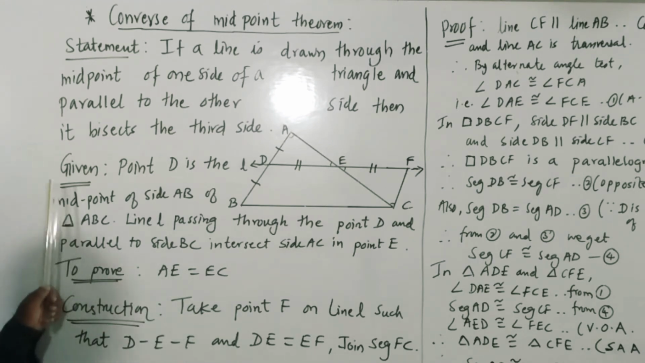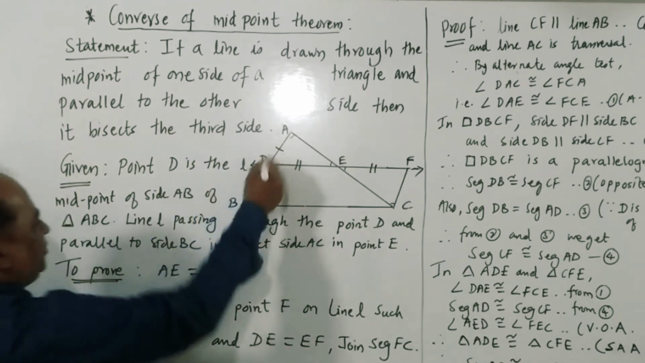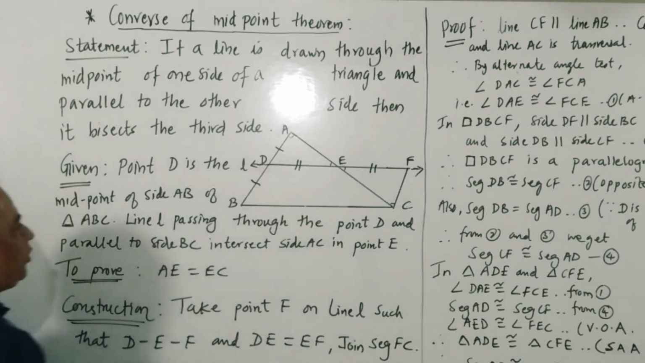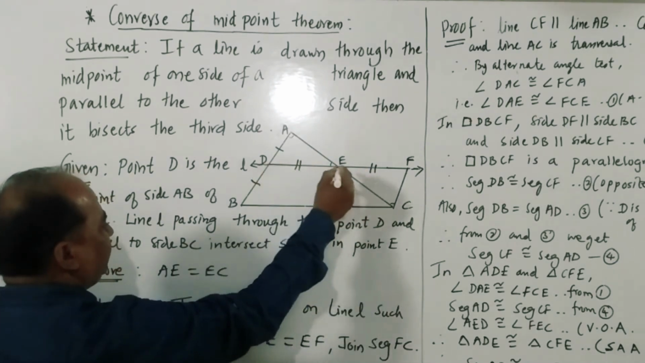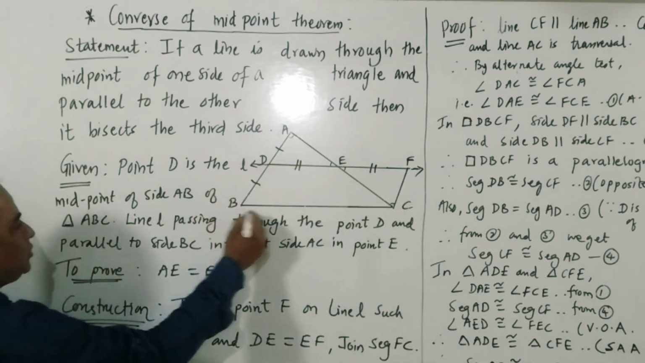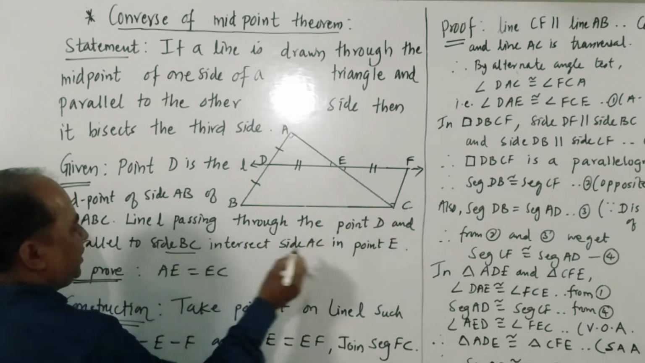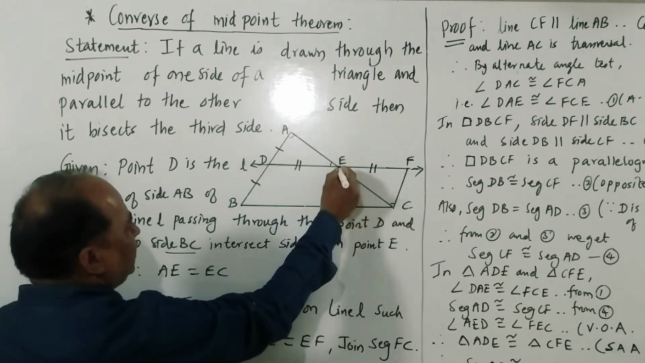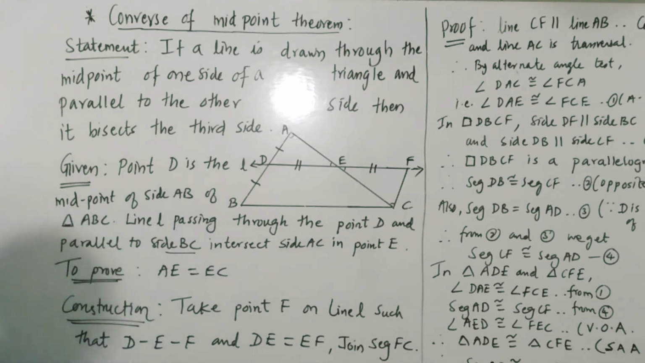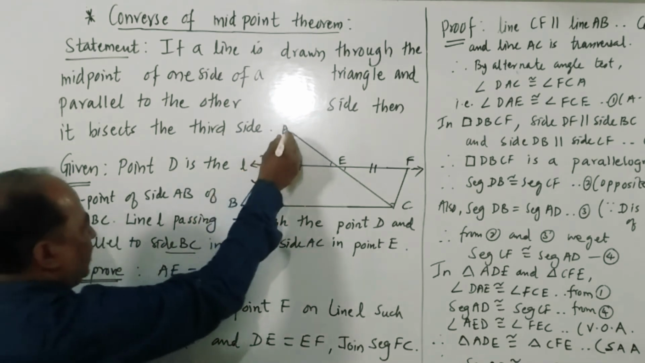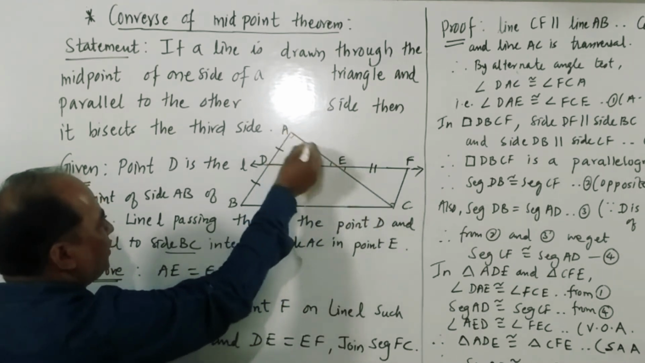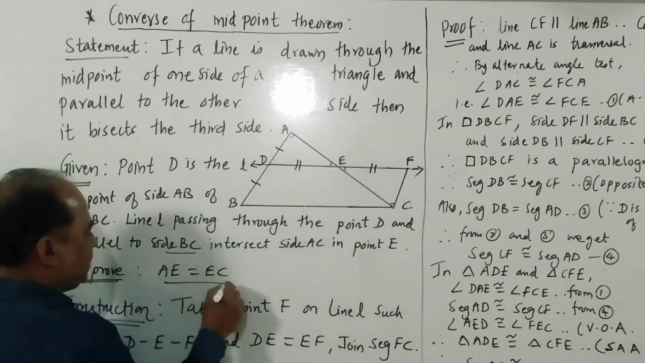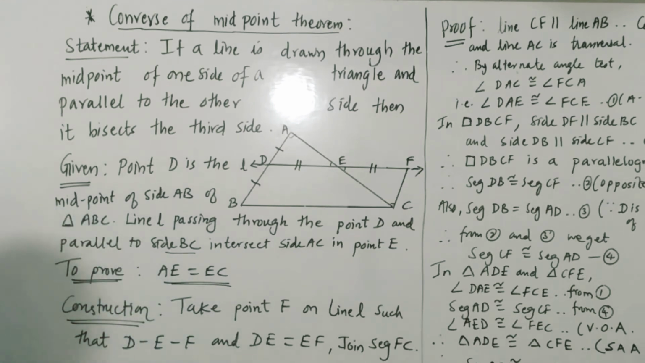So, let us consider the given part. In triangle ABC, let point D be the midpoint of side AB, which is given, and line L passing through point D and parallel to side BC intersects side AC in point E. We have to prove that E is also the midpoint of AC, which means we have to prove that AE is equal to EC.